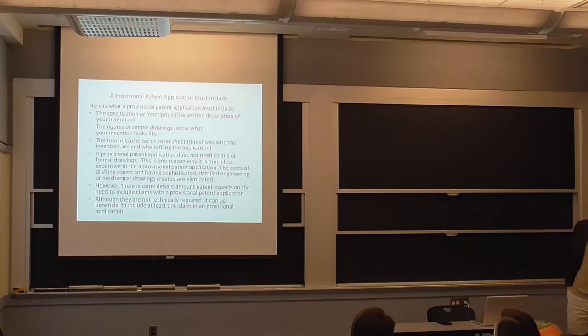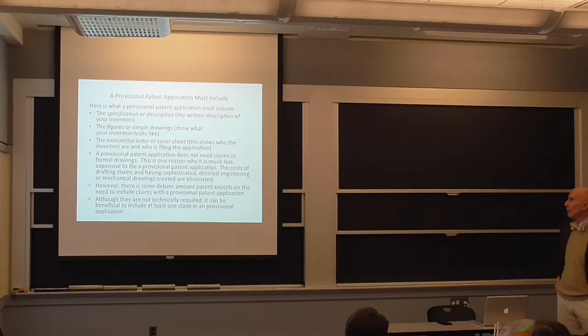Anyhow, a provisional patent must include the specification or description. And that's just a written description of your invention. Very simple, not complex, not detailed. The figures or simple drawings. Just what that means is show what your invention looks like. The transmittal letter or cover sheet. This shows who the inventors are and who's filing the application. Not real complicated. One line.